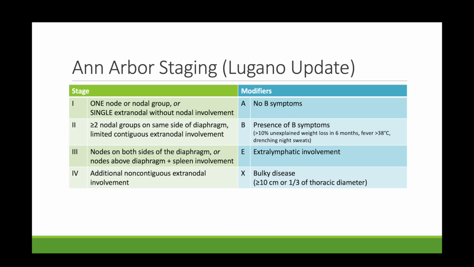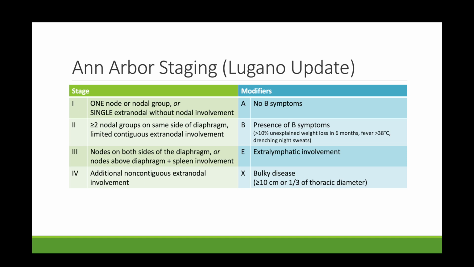So stage 1 is just a single node or nodal group. Or you can have a single extranodal site without nodal involvement. So basically just one place is stage 1. Stage 2 disease is if you have 2 or more groups on the same side of the diaphragm, or if you have limited contiguous extranodal involvement. That makes it stage 2.